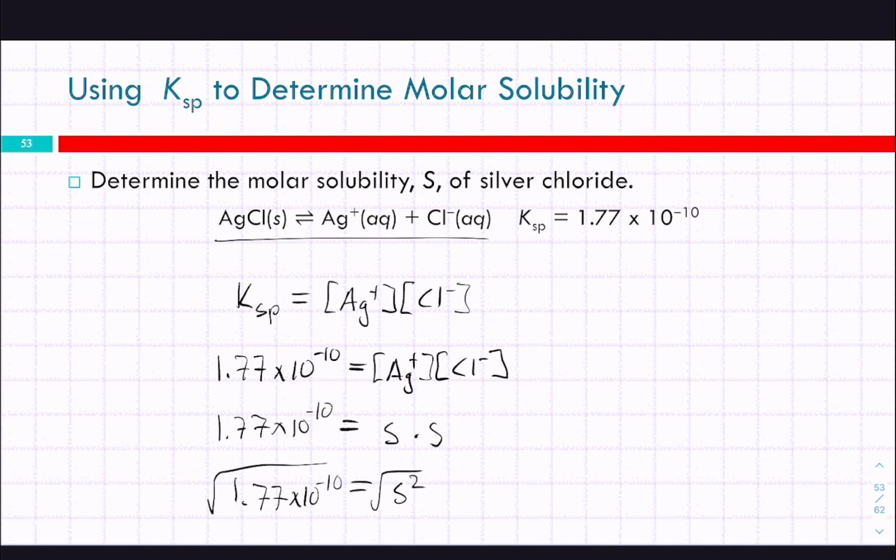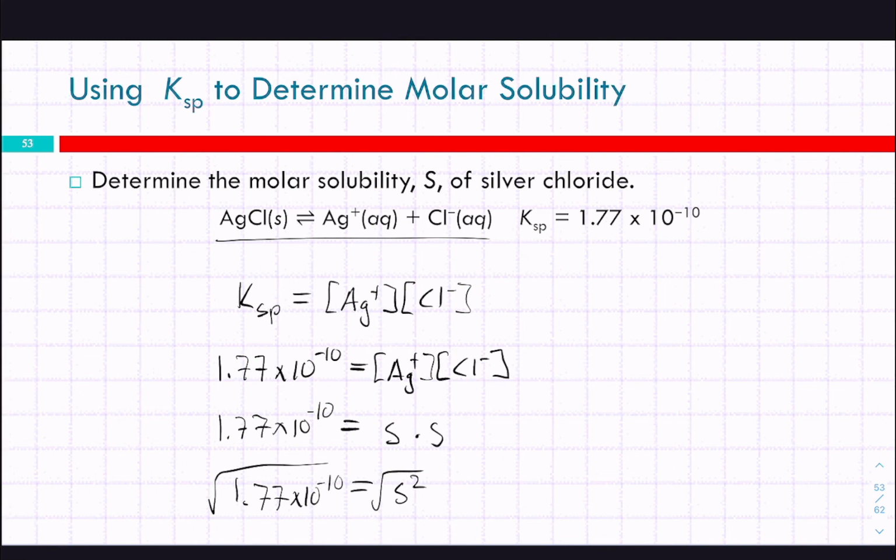1.77. And this is another one of those calculations where it's easy to type in just one thing wrong. So if you don't get the answer that I get here, let me know and we'll figure out what you need to do on your calculator. So it's going to be 1.33 times 10 to the negative 5. That's the molar solubility of silver chloride.